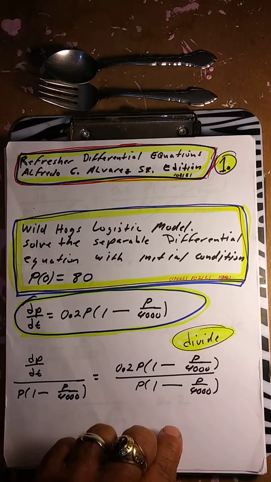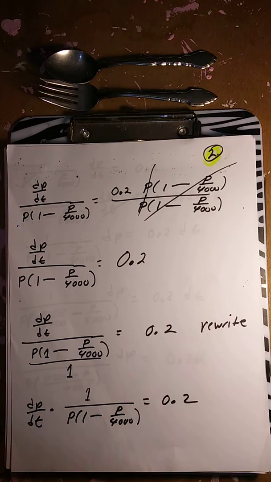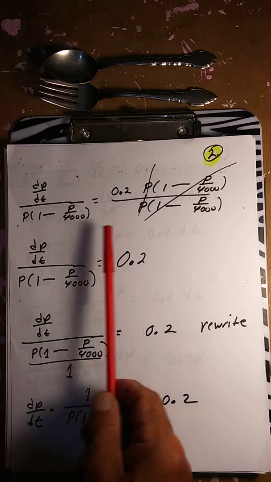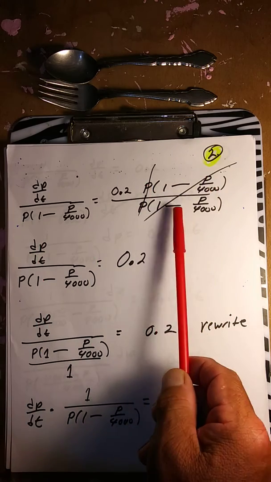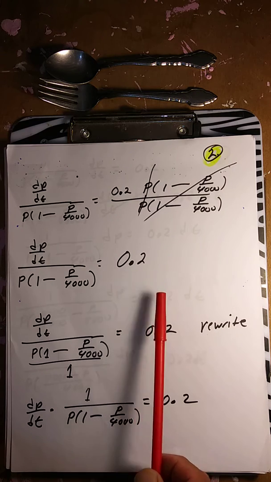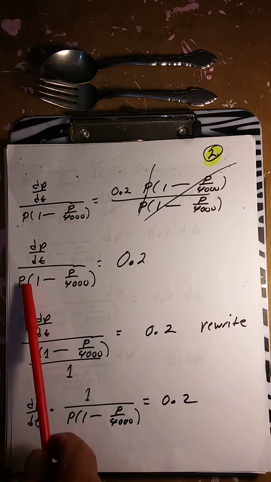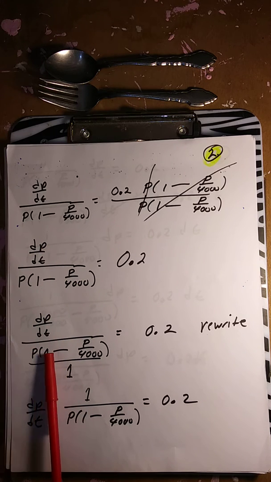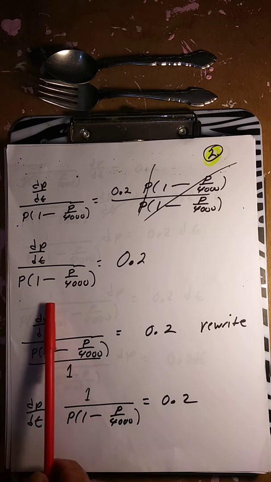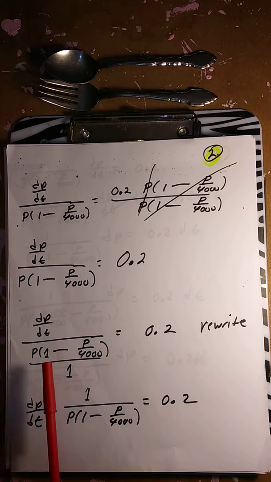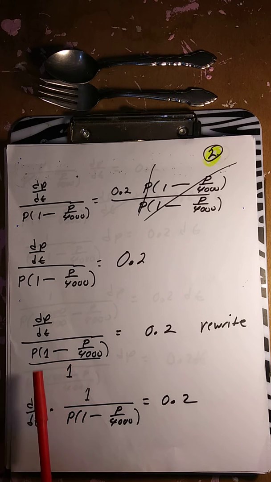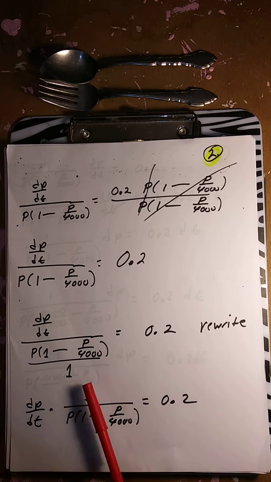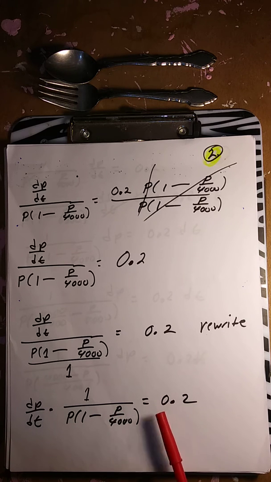So let's go to the next page. You'll see, now you're going to have dP/dt over this. These will cancel, the P's cancel, those cancel. What's left over is just 0.2. On the other side, you have dP/dt over P times that. I'm going to rewrite this as the same dP/dt, P times that over 1. See the 1 here? Now we have one fraction on top and one fraction on the bottom. Get the reciprocal of this. So you're going to have dP/dt right here, and this right here, I'm just going to flip it upside down, the reciprocal. There it is. So dP/dt times 1 over P times (1 - P/4,000) equals 0.2.